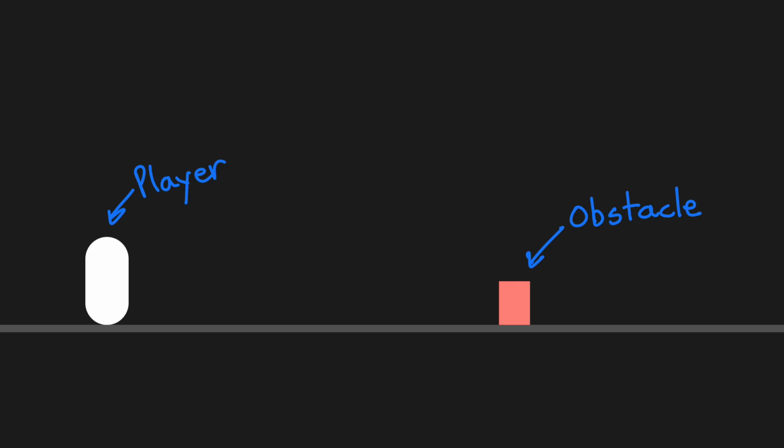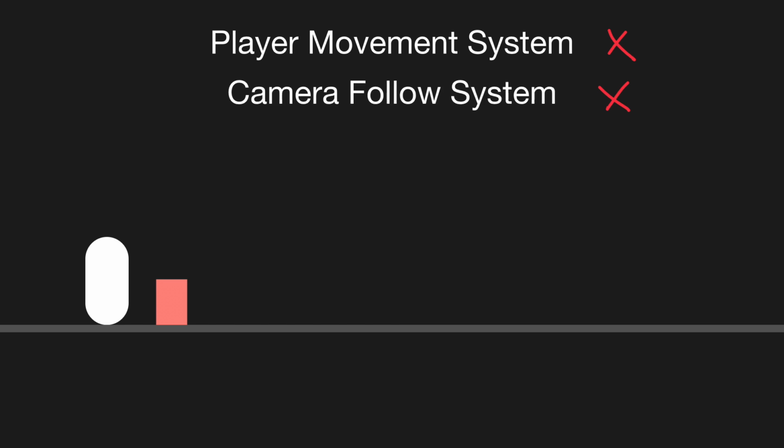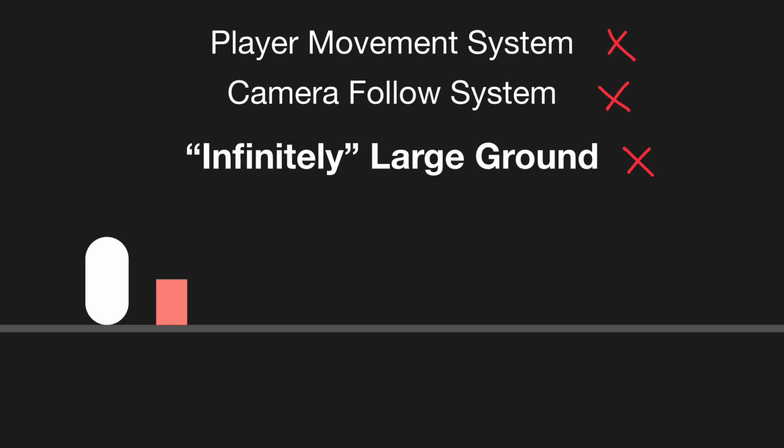The key here is to not move the player itself. Rather, move everything else that is in the camera's frame towards the player so that it seems like the player is moving forward. By doing this, we don't have to create a player movement system, camera follow system, and importantly, no infinitely large ground. This was especially ideal for my game, as my game doesn't even have a background that I had to scroll. Now for the obstacles.